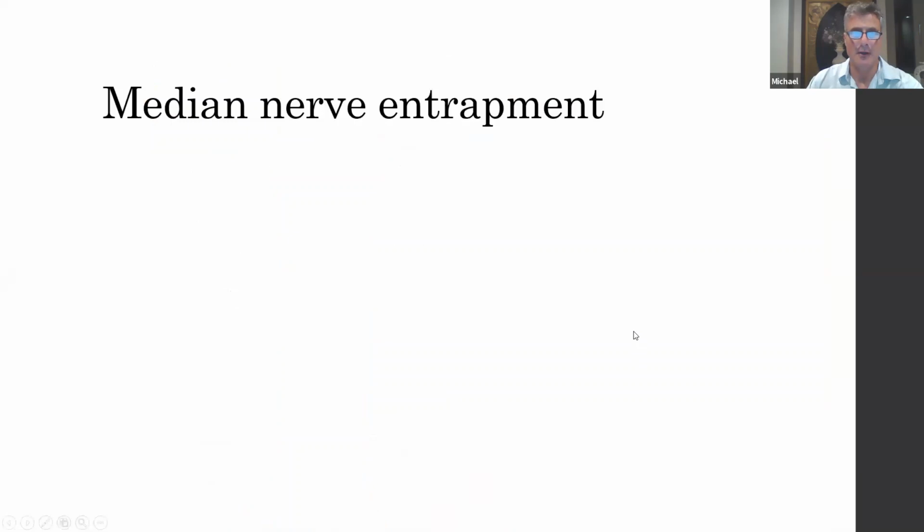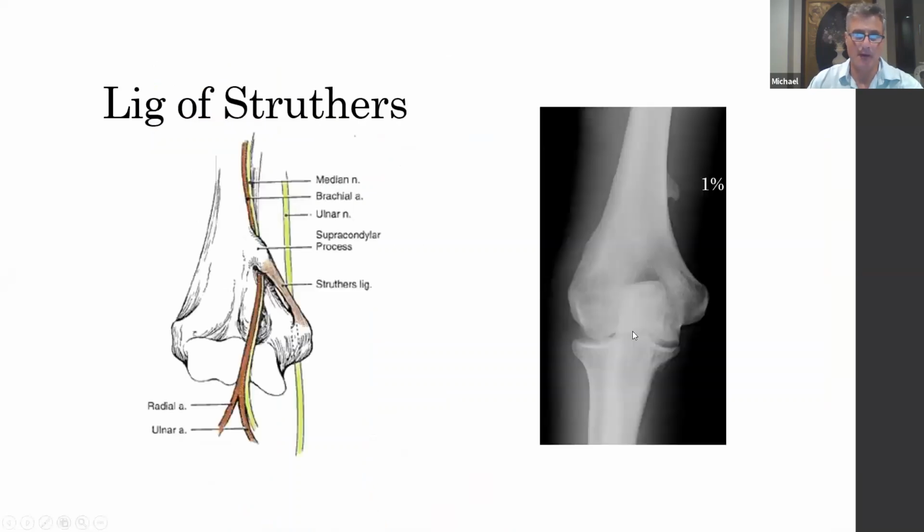Okay, so where can the median nerve get entrapped? Well, a very uncommon site, and I've actually never seen one. I've seen this process on the X-ray. It's called the supracondylar process, and it's reported to occur in 1% of patients. But if you think about how many elbow X-rays you've seen, more than 100, you don't see that 1% of the time.